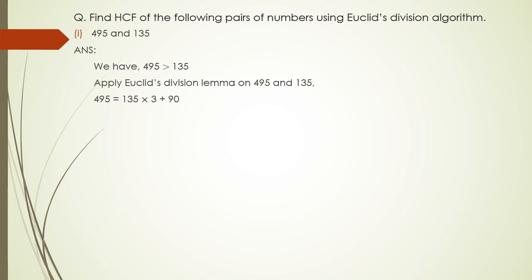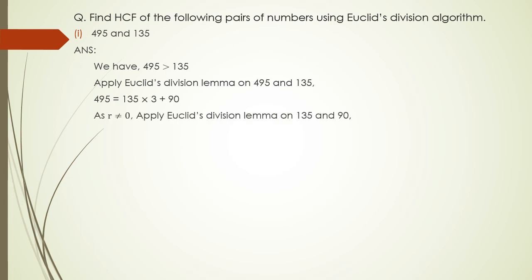Then we will write quotient, divisor multiplied by quotient, plus remainder. This is the first step we obtain by dividing 495 by 135. Here we see that the remainder is not equal to 0, and if the remainder is not equal to 0, once again we apply Euclid's division lemma on the divisor of the previous step and the remainder of the previous step. That means the divisor of the previous step will become the dividend, whereas the remainder of the previous step will become the divisor.